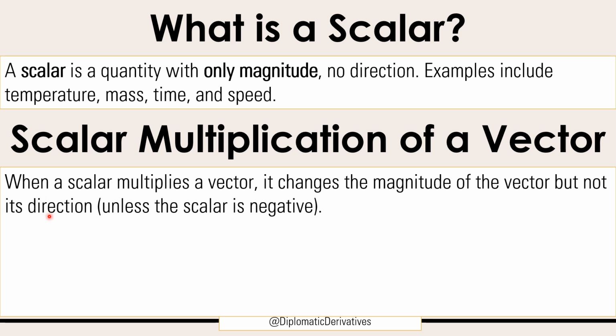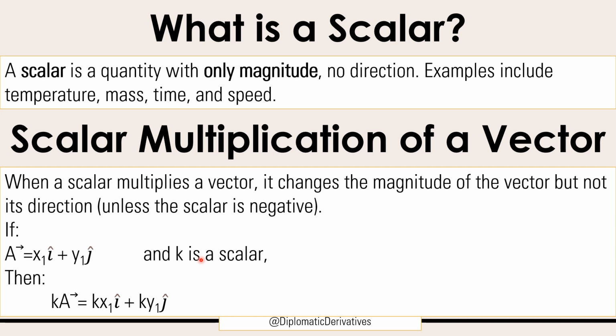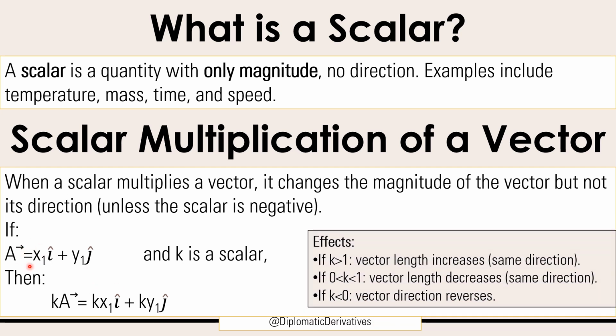Okay. So if A is equal to x1 i plus y1 j and k is a scalar, then kA will be equal to kx1 i plus ky1 j. So k multiplies with both the values. Okay, we'll see one example as well.